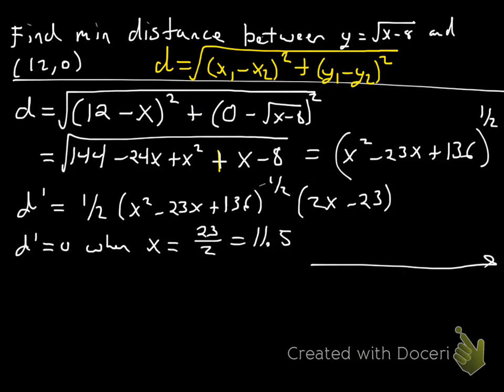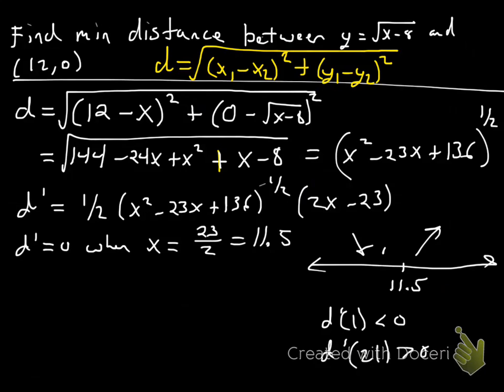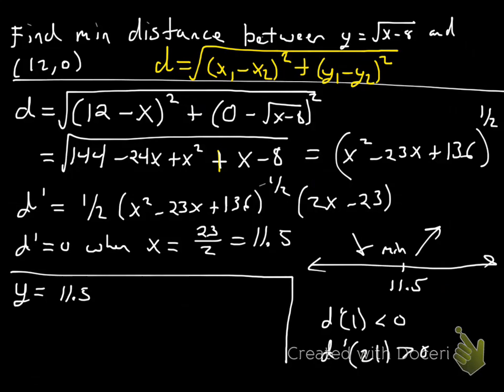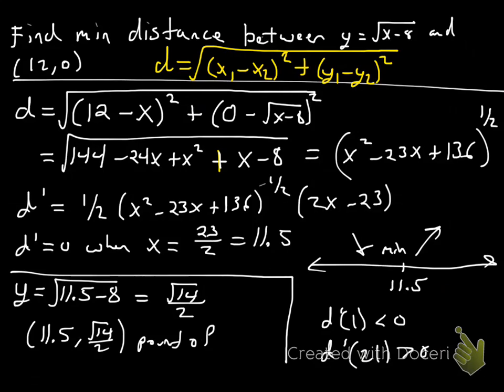That's my critical number, so we're going to go ahead and test around that. Okay, so we go from decreasing to increasing around 11.5, so that's going to tell us that we're going to have a minimum there. And then we can use our y function to tell us what. You can use a decimal number instead of what I'm coming up with, square root of 14 over 2, but that's what the y coordinate is. So 11.5 and square root of 14 over 2, that's going to give me the point of minimum distance.